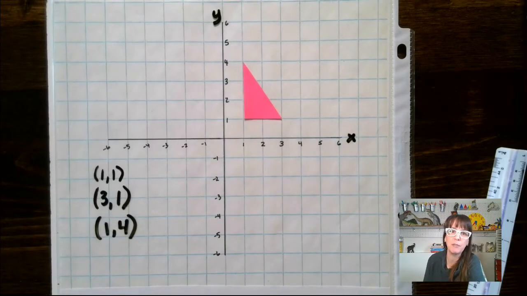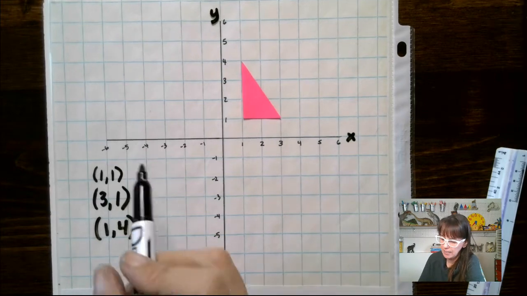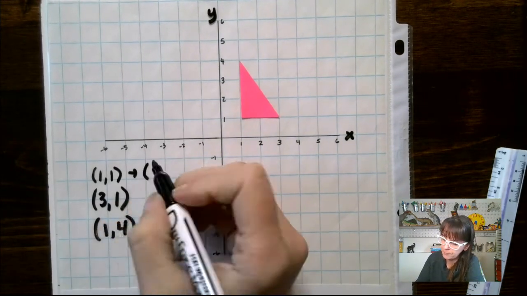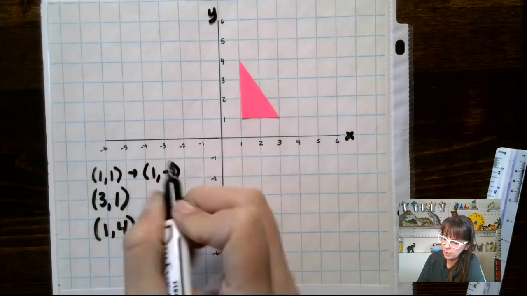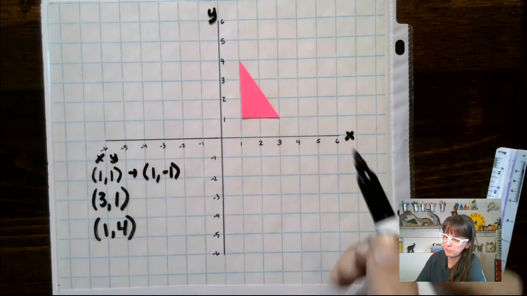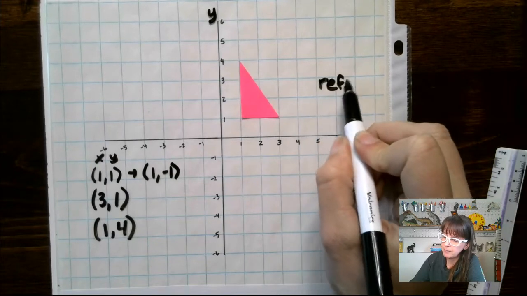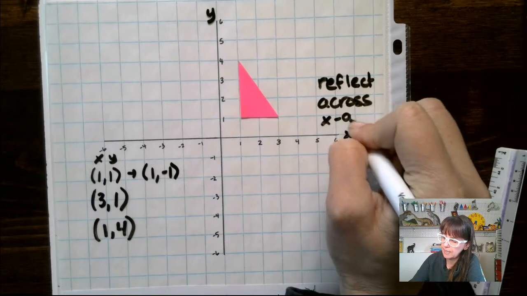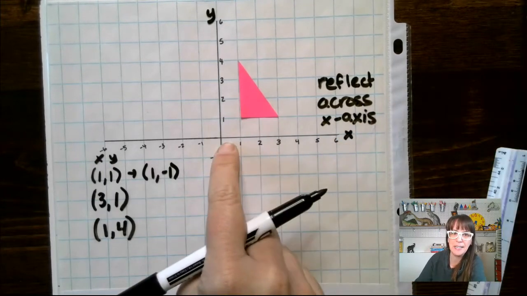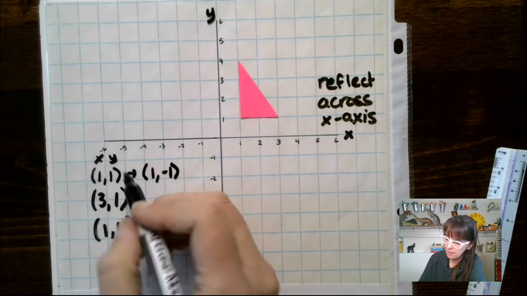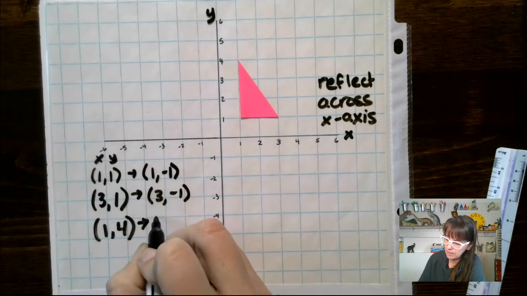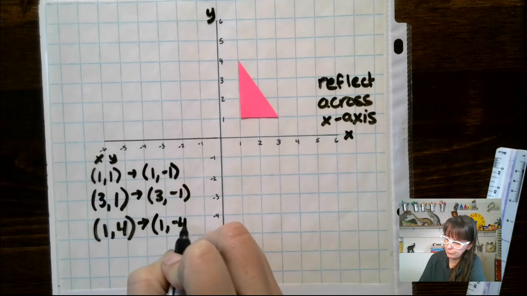Now, in order for us to reflect this across the x-axis, we're going to change our y to be the opposite. So in this case, if it's positive, you're going to change it to a negative. If it's negative, you're going to change it to a positive. So remember, this is your x, this is your y, and we're reflecting across the x-axis. So we're reflecting across this axis right here, so we're going to change our y. So 3 comma negative 1, and then we've got 1 comma negative 4.